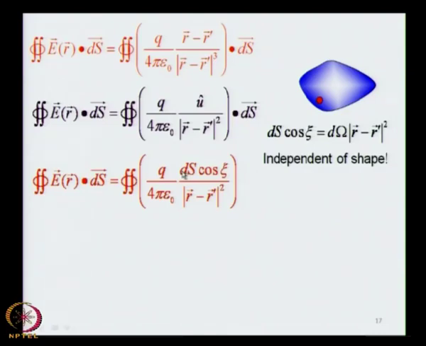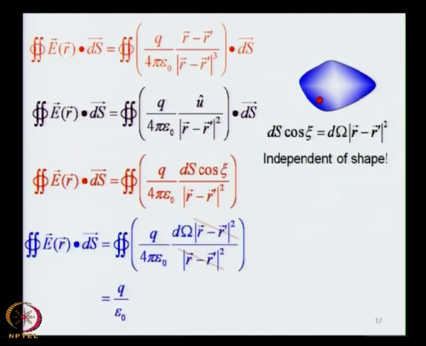Okay. This relationship we have just arrived at, we will exploit it, because cosine xi we have already determined in the previous slide. So, this relation becomes q over 4 pi epsilon 0, and ds cos xi is nothing but this: q over 4 pi epsilon 0, and this is your d omega times modulus r minus r prime squared. This is equal to ds cosine xi, independent of the shape.